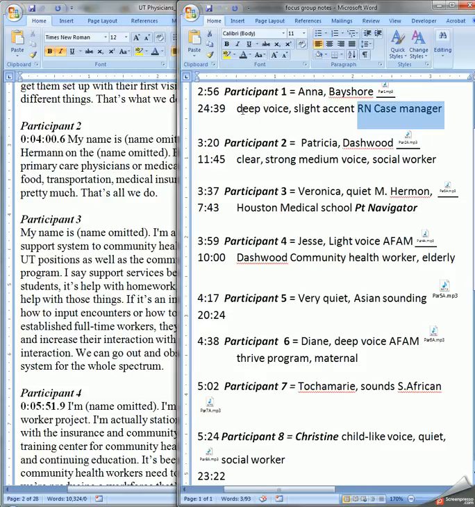What I also do is I make a note of what kind of a voice they have. Do they have a deep voice, a strong medium voice? Are they quiet? Do they have a childlike voice? Are they a man or a woman?